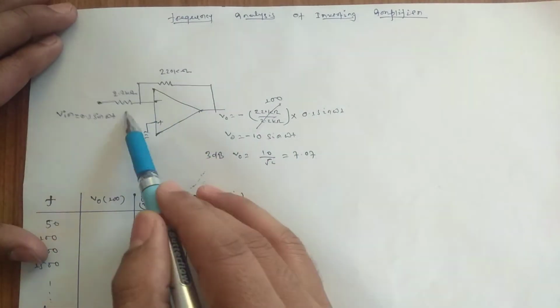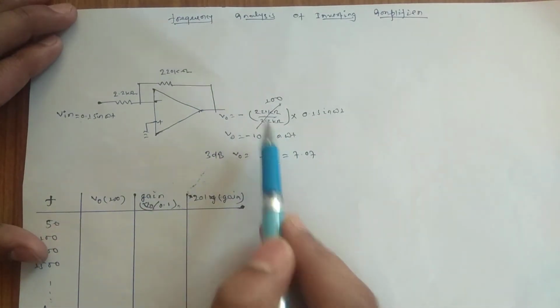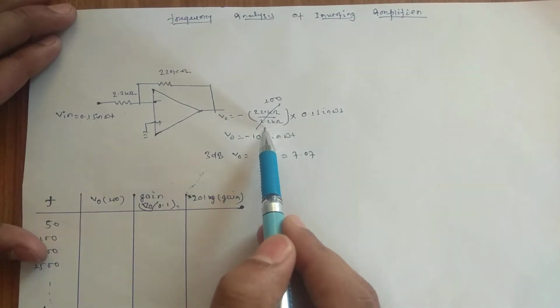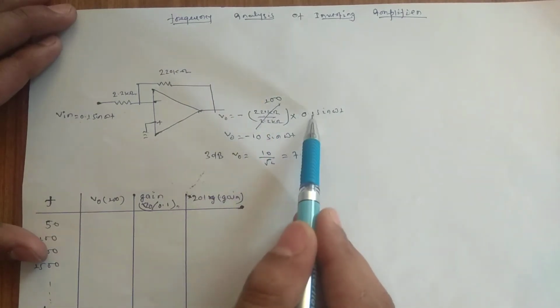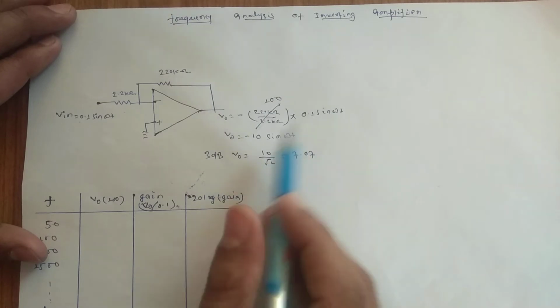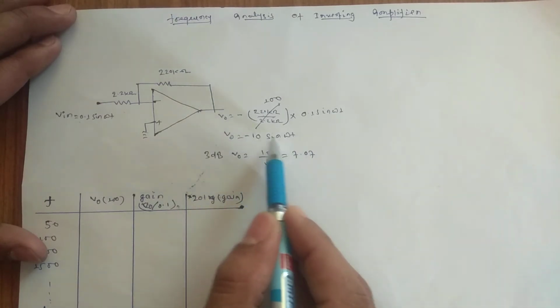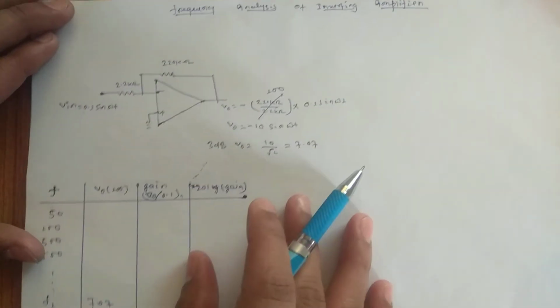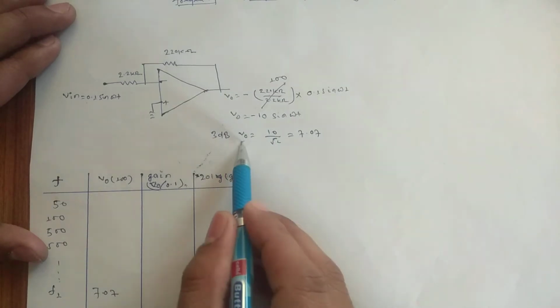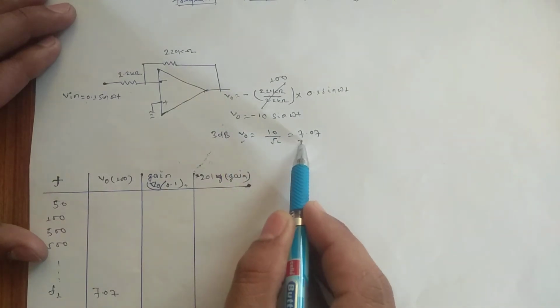Output will be RF by R1. RF is 220 kilo ohm, R1 is 2.2 kilo ohm. The gain of 100 and 0.1 sin omega t, so V0 will be around minus 10 sin omega t. And what will be our 3 dB point? 3 dB point will be 10 by root 2, 7.07.